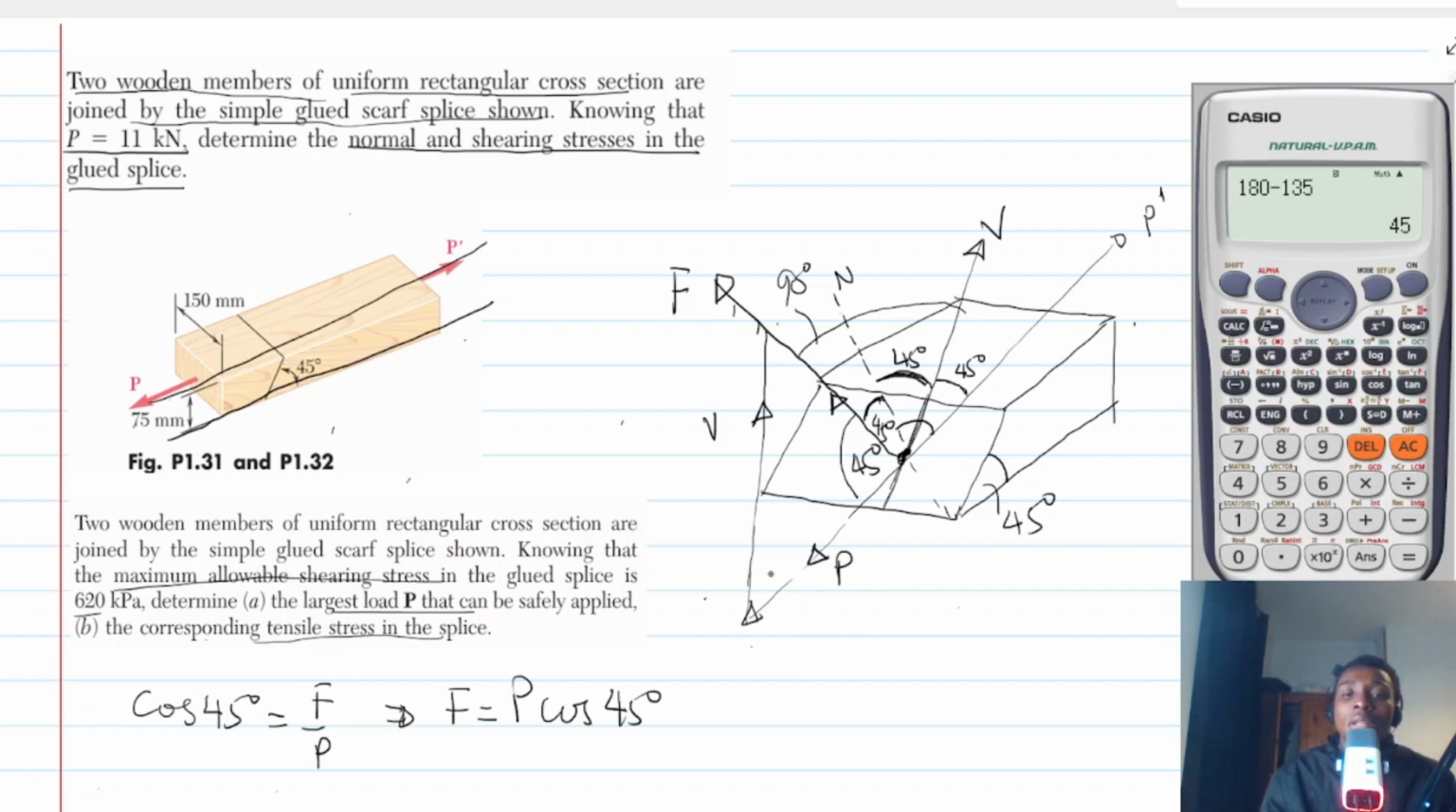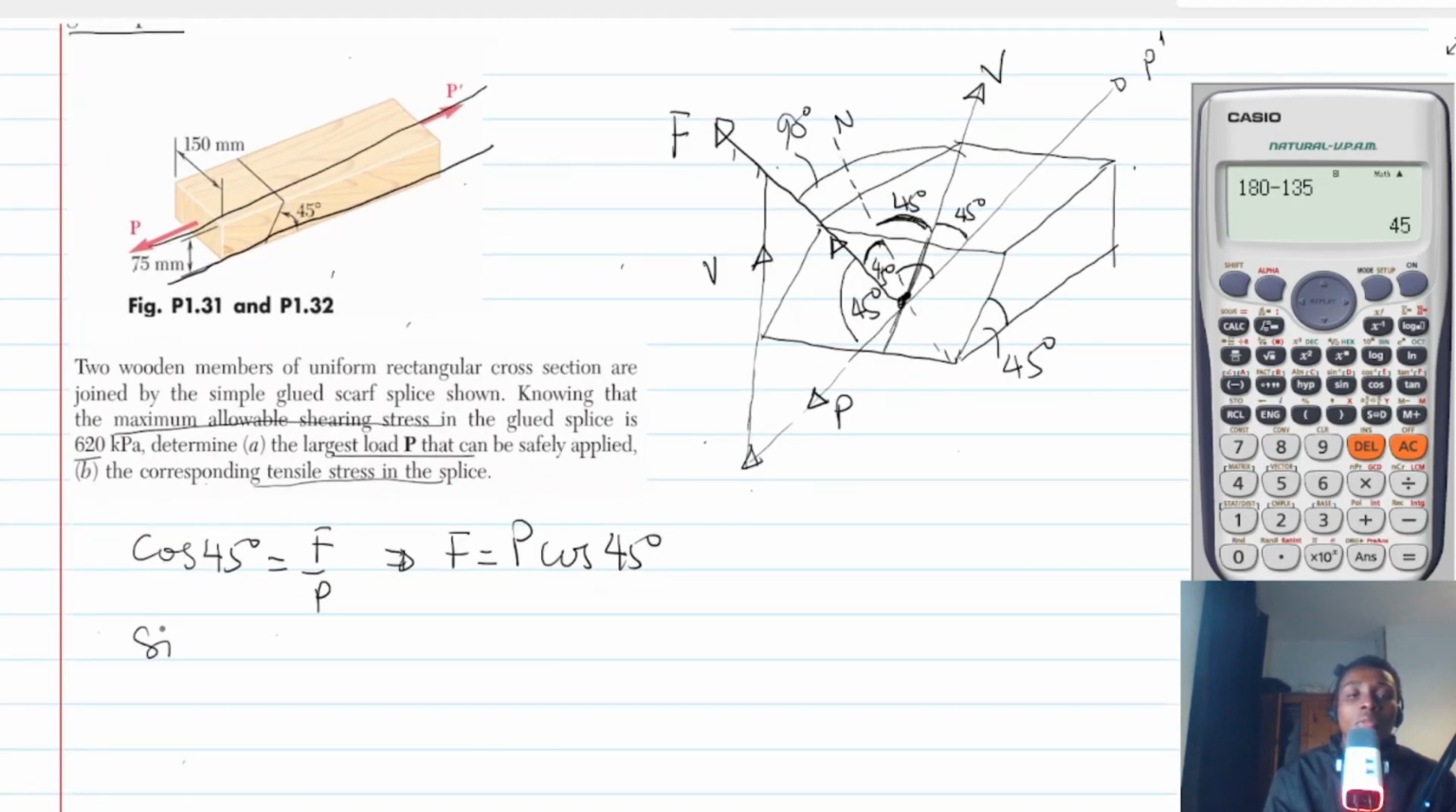All right. Again, if we do sine, so sine 45 is going to be opposite, which is V, divided by the hypotenuse, which is P.